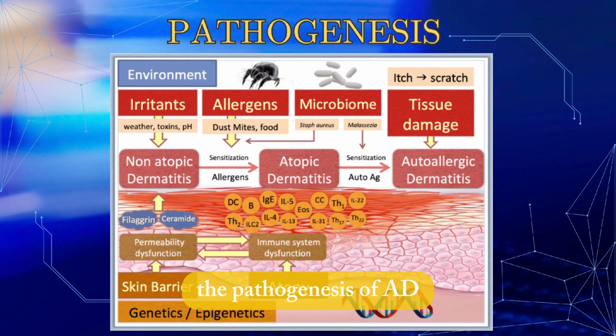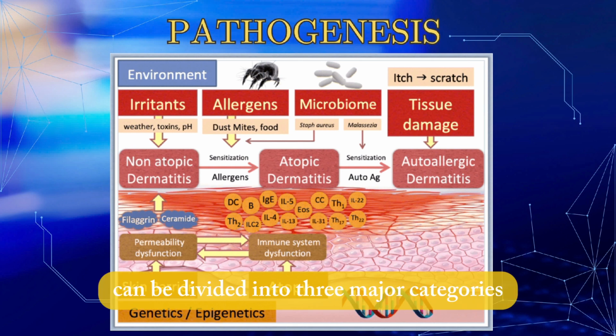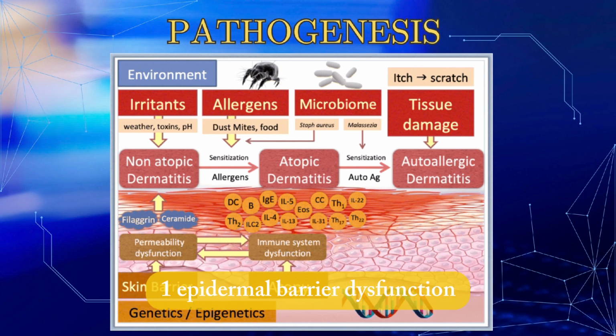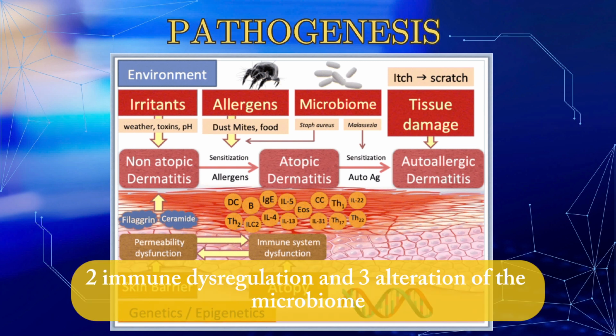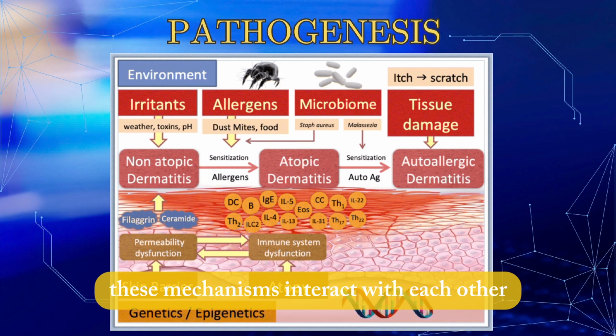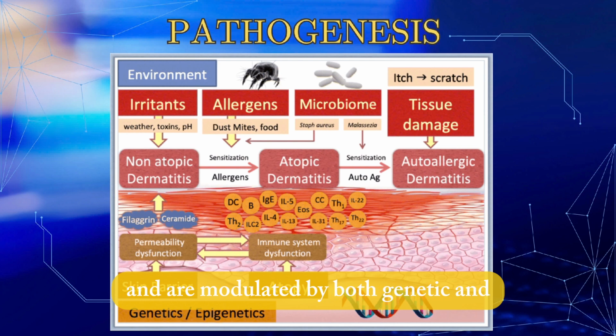The pathogenesis of AD can be divided into three major categories. 1. Epidermal barrier dysfunction. 2. Immune dysregulation. And 3. Alteration of microbiome. These mechanisms interact with each other and are modulated by both genetic and environmental factors.